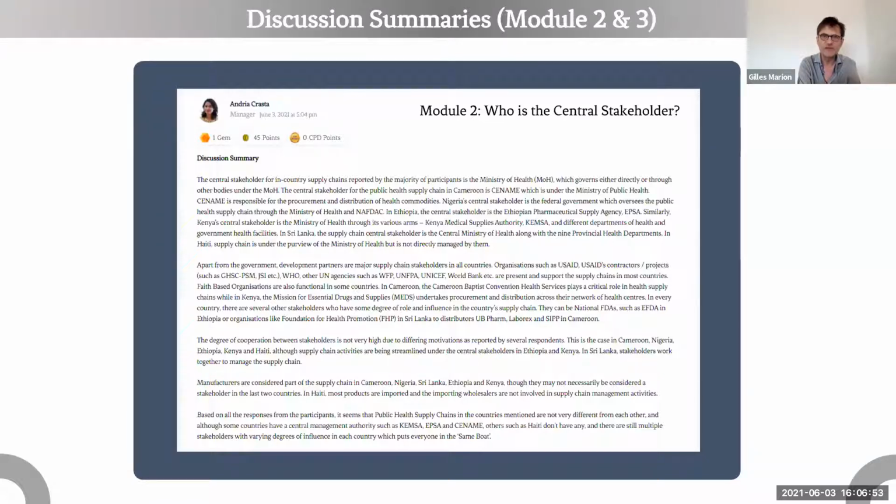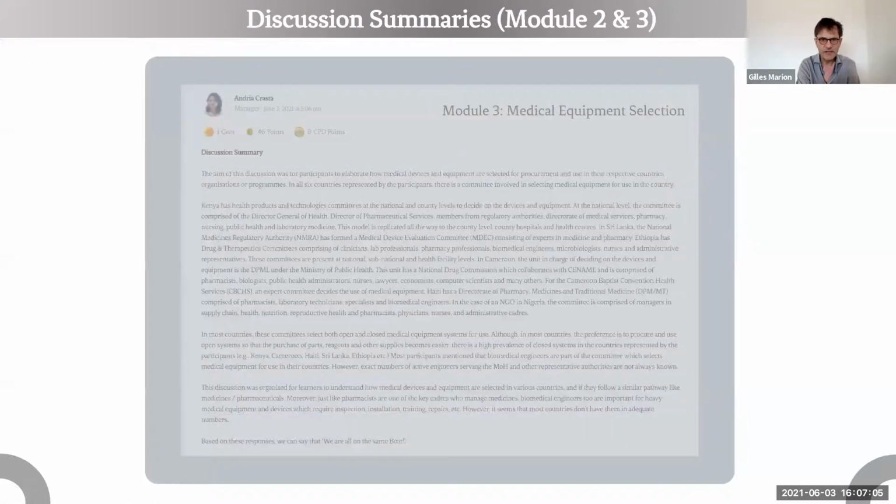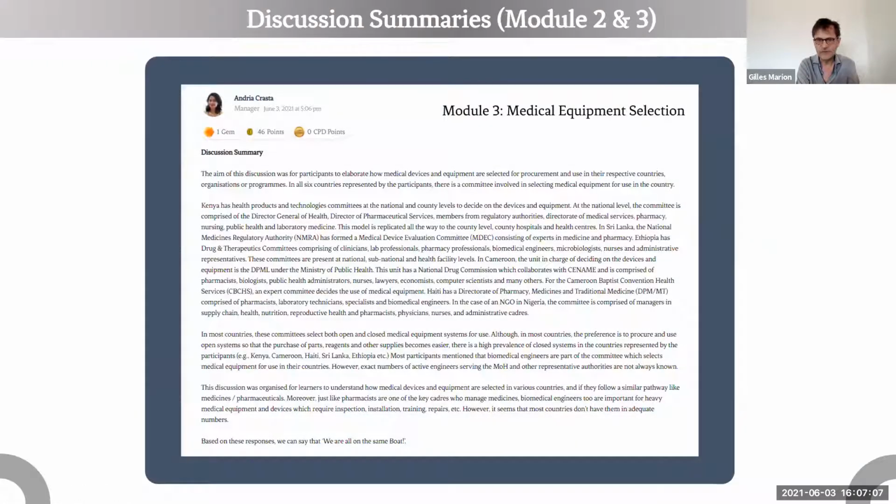Although there may be some little discrepancies, little differences between how things are being managed from one country to the other, at the end of the day, the process, the flow, the communication are going to be the same. Whether it is for the medical equipment selection, or for the central stakeholder and how information is flowed, how the process is being done, we see a lot of similarities. I think it's encouraging for everyone working in this sector.